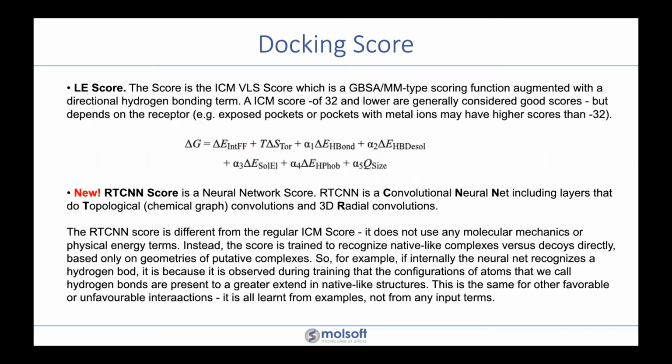Basically, it's using neural networks. It's not published yet, but it doesn't use molecular mechanics or physical energy terms. Instead, it's trained to recognize native ligand complexes versus decoys directly. So, for example, if internally the neural net recognizes a hydrogen bond, it's because it was observed during training for that configuration.